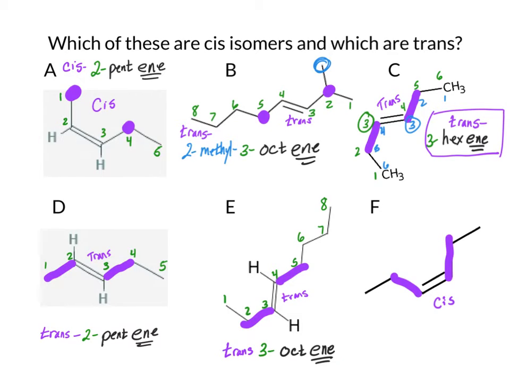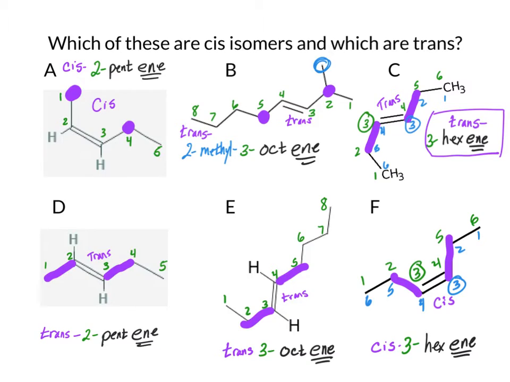And finally, letter F, where we see that we have a double bond, so it ends with ene. We have 6 carbons, so it's a hexene. That double bond is on carbon number 3, so it's a 3-hexene. And both of the carbon chains are pointing in the same direction, so that is a cis 3-hexene.